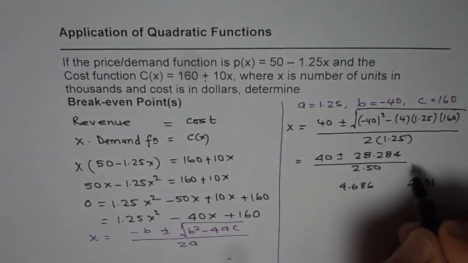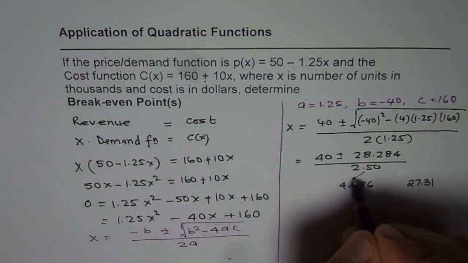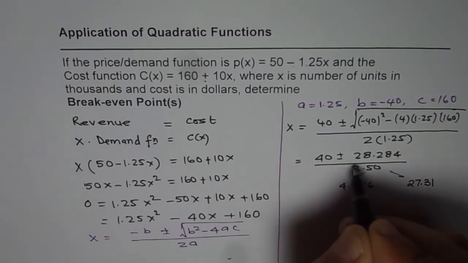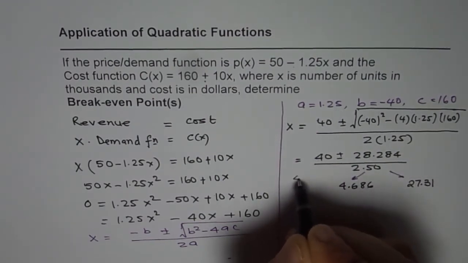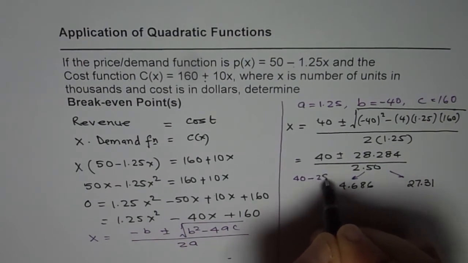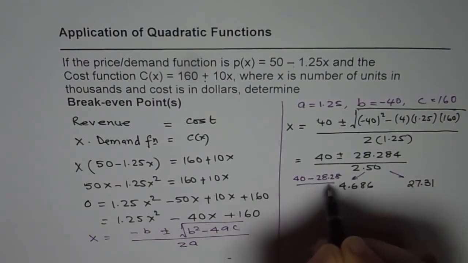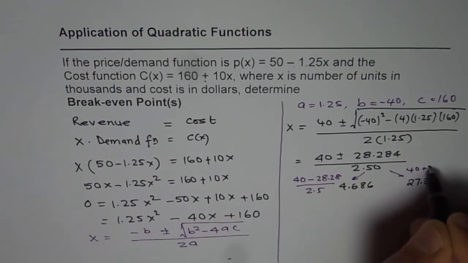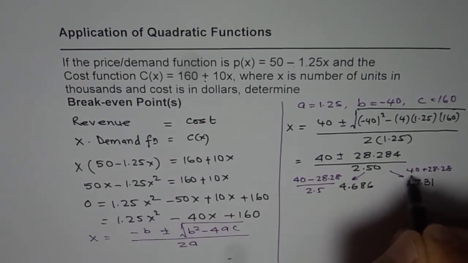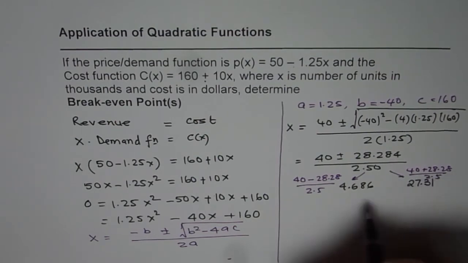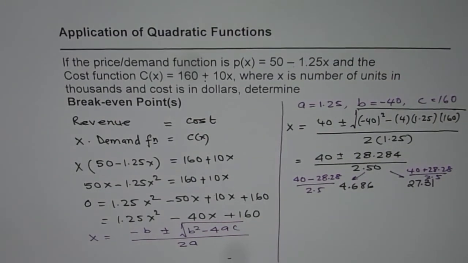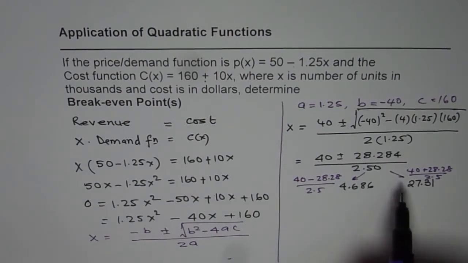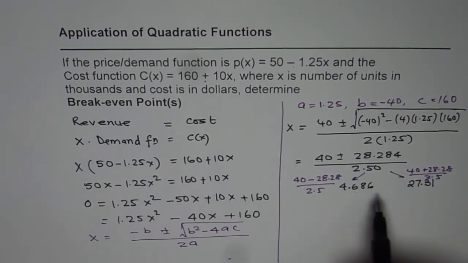So we get two solutions, one with the negative sign and one with the positive sign. This one is 40 minus 28.28 divided by 2.5, and this one is 40 plus 28.28 divided by 2.5. These are the two break-even points for the given function. That means at these points, revenue and cost will be equal. So we can write down our answer.